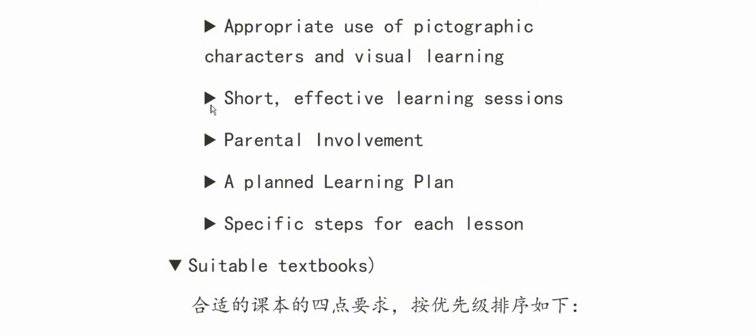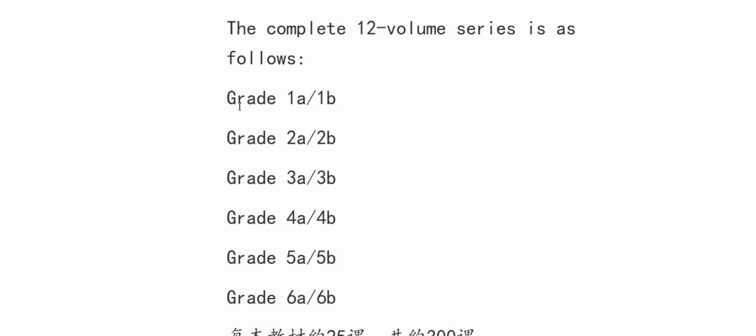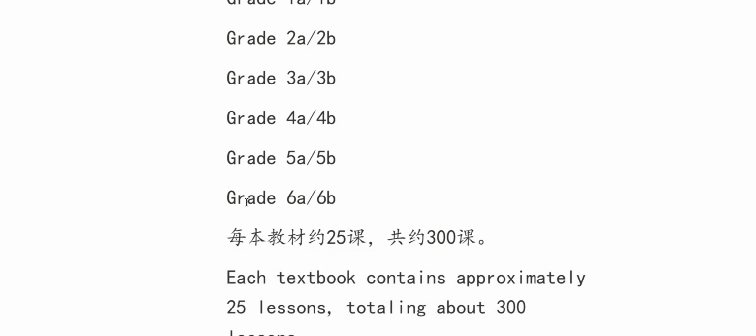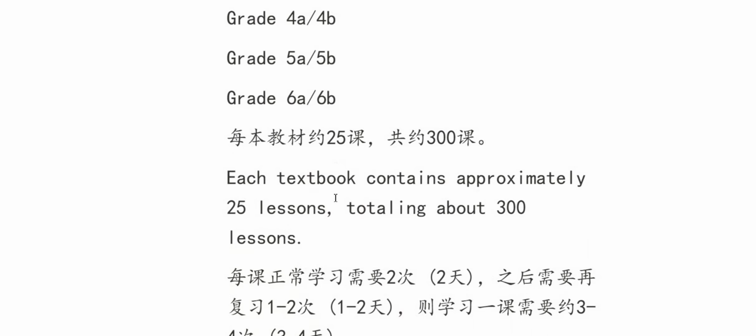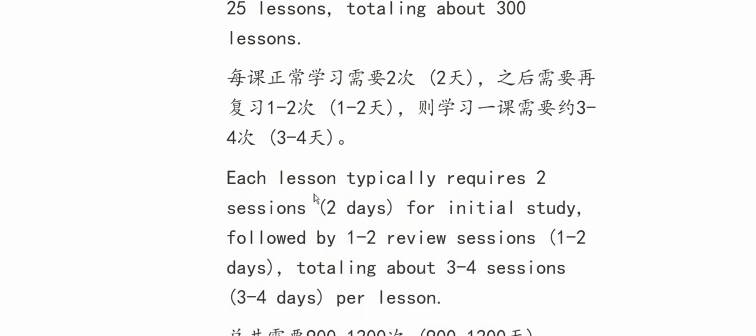The fourth, we recommend short, effective learning sessions. The complete 12-volume series is as follows. We will have 12 volumes of textbooks, that is grade 1A, 1B, grade 2A, 2B, until grade 6A, 6B. Each textbook contains approximately 25 lessons, totaling about 300 lessons in 12 volumes.